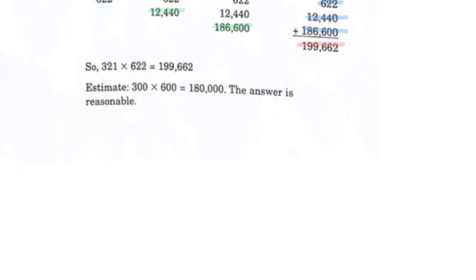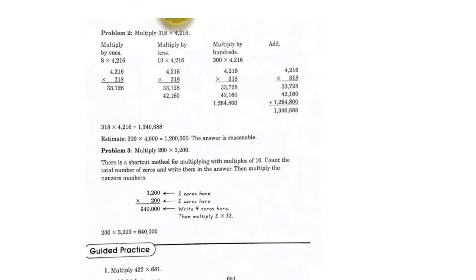Now, the bigger the numbers, the more place values you have to hold, and you hold place values by adding zeros. Notice these zeros here added in, and then you do it.